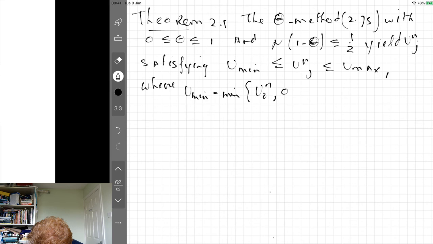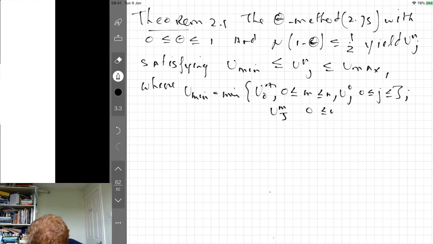Here u min is the minimum of the initial data u_j^0 for 0 less or equal than j less or equal than capital J, and the boundary condition at the other side, for 0 less or equal than n less or equal than N. So these are the boundary data and the initial data, and u max is the max of basically the same argument.